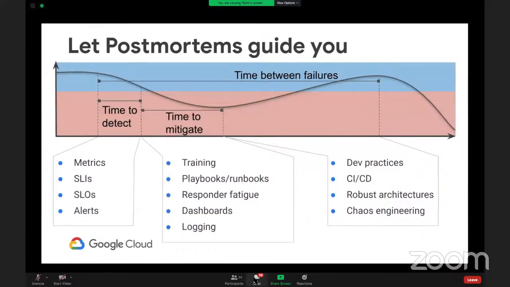So the moral of all this is: let your postmortems guide you, and the investment in failures can lead you to success. Thank you.